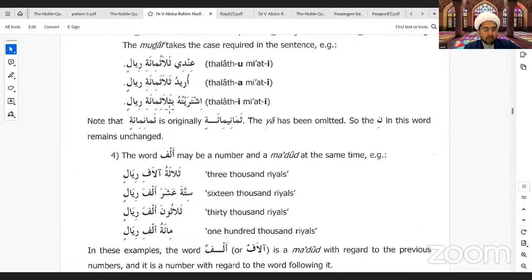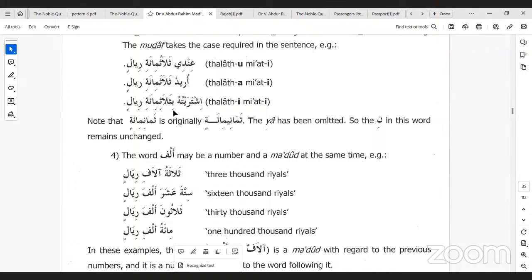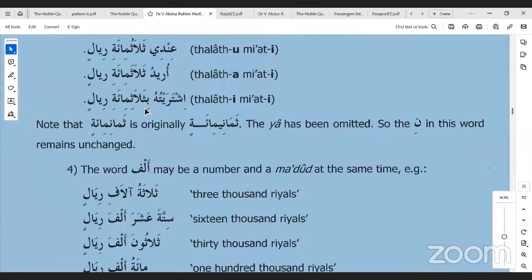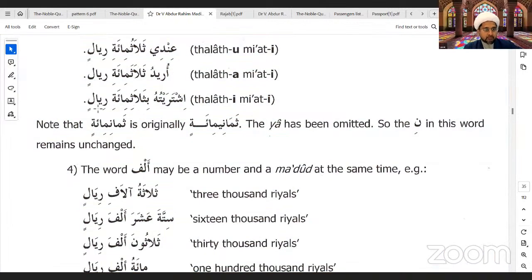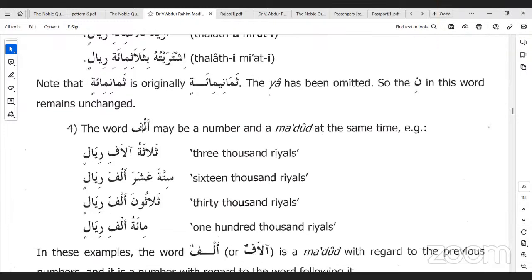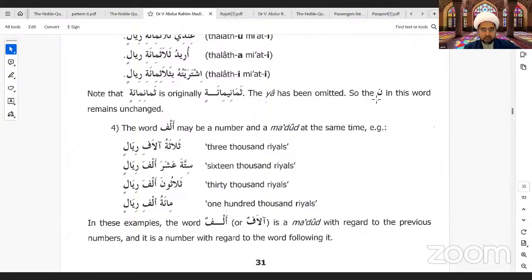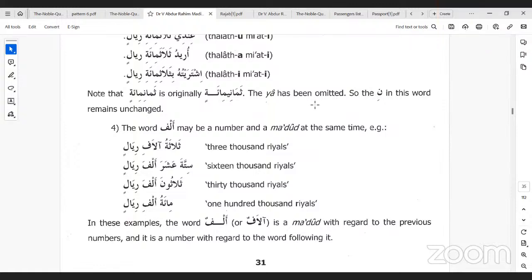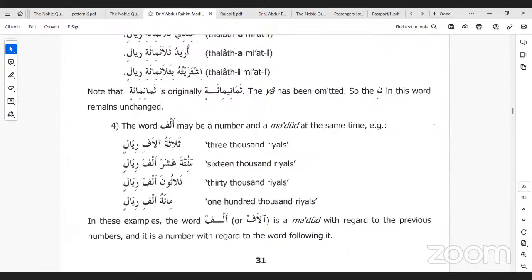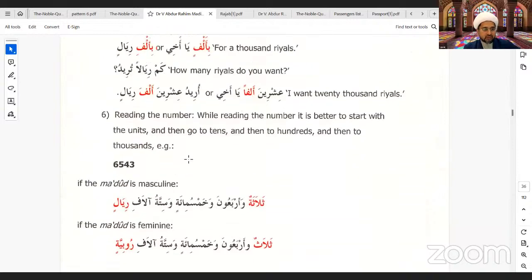Ishtaraitu-hu, I bought it, but bi-thalathi, because of the ba here. The ba, which is touching the tha, that's the reason why it's getting kasra. Bi-thalathi mi'ati riyal. Note that thamani mi'atin is originally thamaniy, so it has lost the ya. Yep. The ya has been omitted so that the noon in this word remains unchanged. Perfect. Jazakallah, thank you.